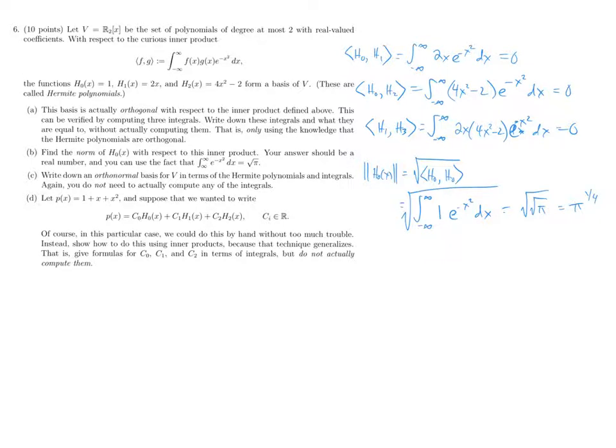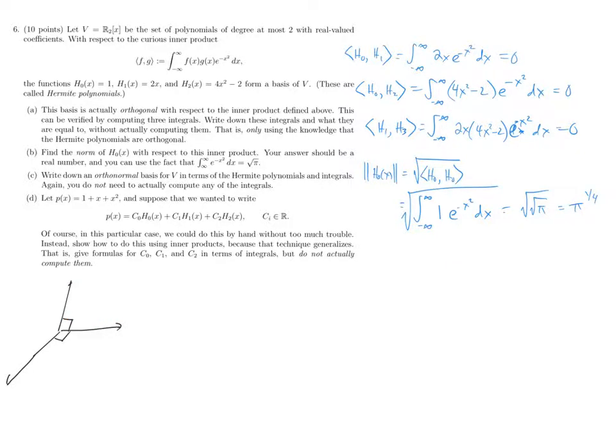Okay, so the function 1 does not have norm 1, it has norm the fourth root of pi. Okay, so next, write down an orthonormal basis in terms of the Hermite polynomials and integrals. So what we have here is an orthogonal basis. The picture you should have in your mind is that you've got these three functions that are supposed to be at right angles, but they are not unit length.